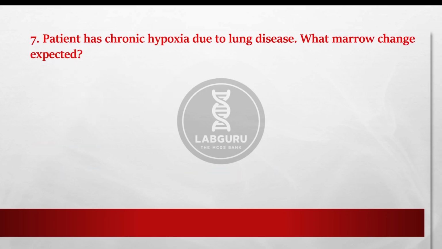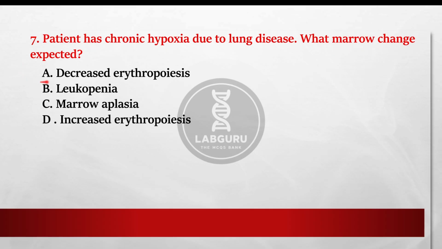Question number 7. Patient has chronic hypoxia due to lung disease. What marrow changes are expected? Our options are: option A decreased erythropoiesis, option B leukopenia, option C marrow aplasia, and option D is the increased erythropoiesis. What might be the condition that we can expect with the patient with chronic hypoxia due to lung disease? The right answer is option D, that is increased erythropoiesis. How? You can see here.